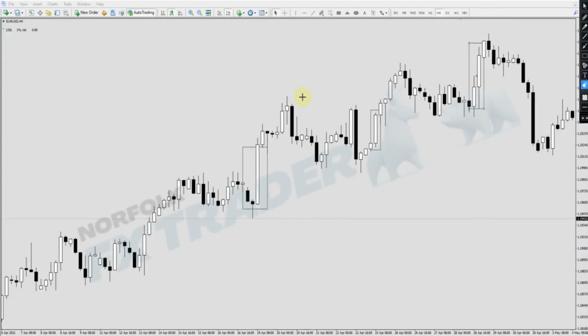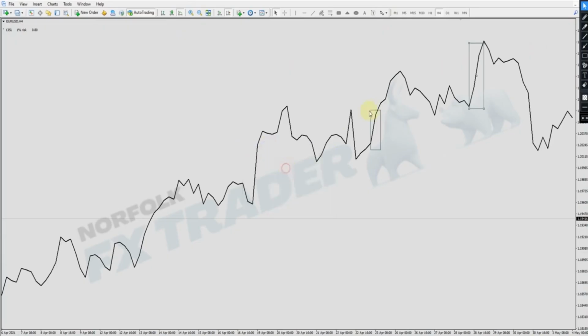So let's have a look at this area once again with the line chart, and let's remove these boxes.